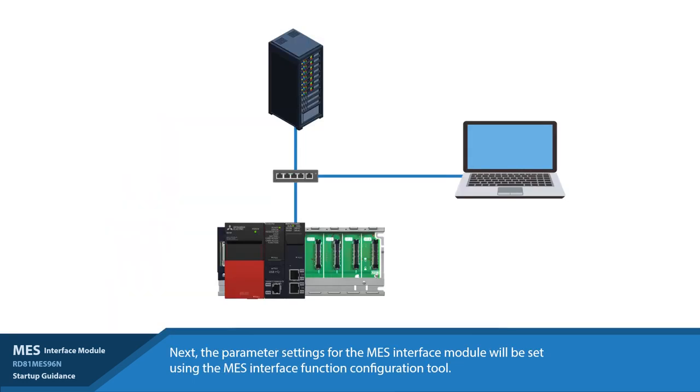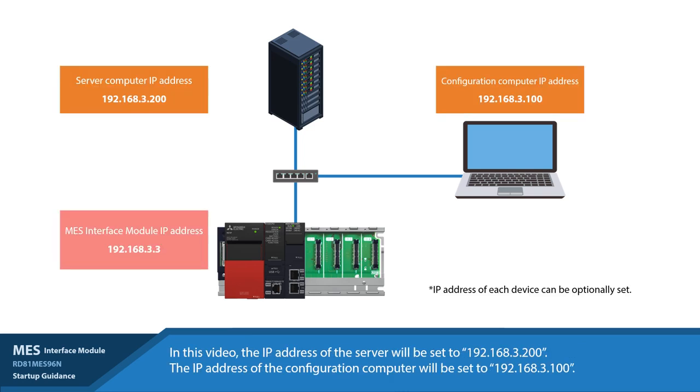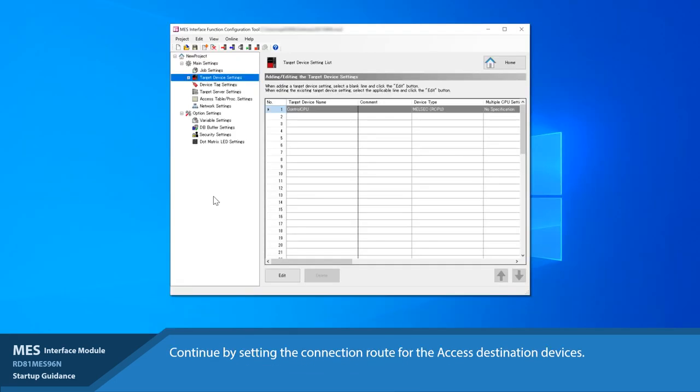Next, the parameter settings for the MES Interface module will be set using the MES Interface Function Configuration tool. Along with performing network settings, connect the MES Interface module, server, and connection computer to the network. In this video, the IP address of the server will be set to 192.168.3.200, and the IP address of the configuration computer will be set to 192.168.3.100. Continue by setting the connection route for the access destination devices.